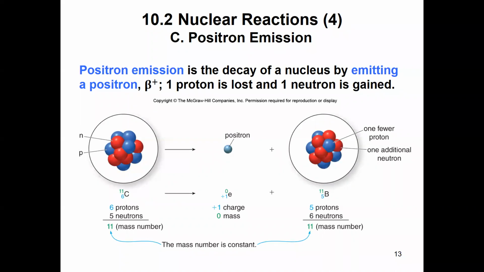Now let's look at the positron emission. So the positron emission is the decay of a nucleus by emitting a positron, a beta plus particle. Remember how a positron is a positive electron. So the symbol is e with a mass number of 0 and a +1 charge.